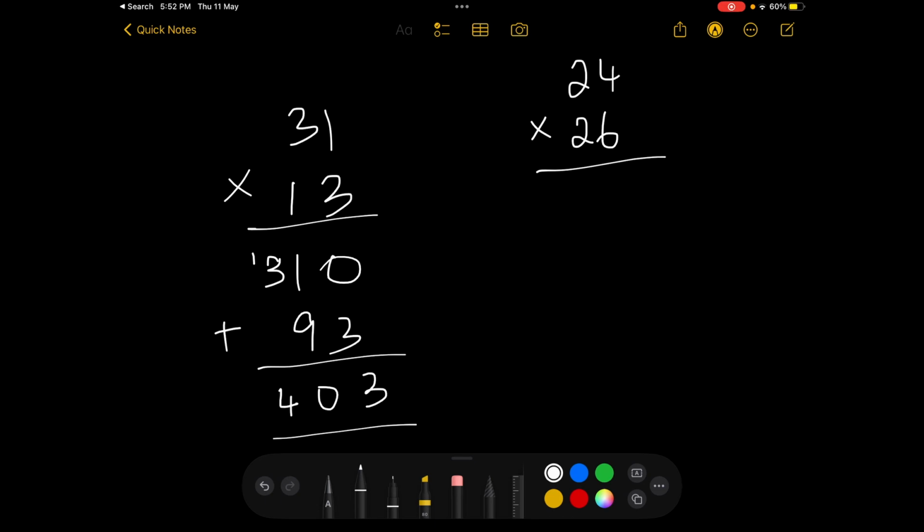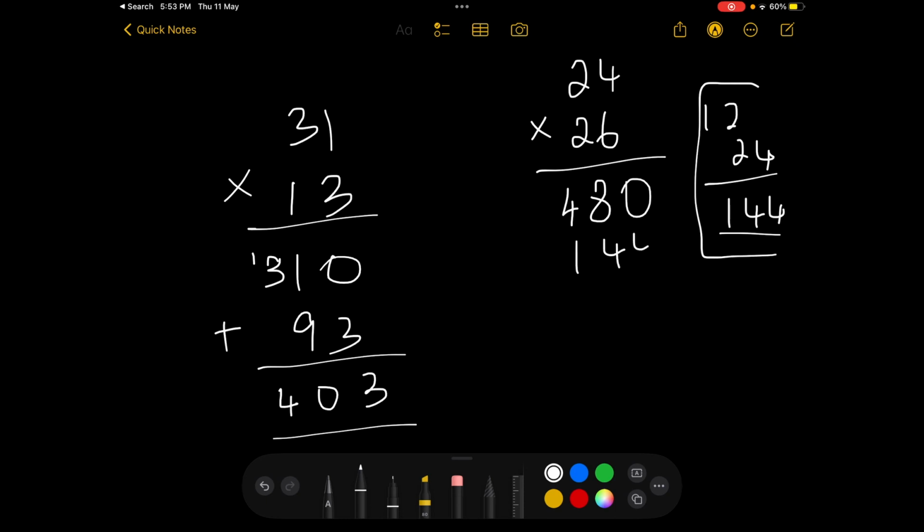Now for the second part we have 24 times 26. So same concept applies here. 2 times 2 is 4, 4 times 2 is 8, and then add a 0 at the back. Since it's not 2, it's 20. Then we have 24 times 6. 2 times 6 is 12. 4 times 6 is 24. So 12, 24. So if we add them together we have 144. That's 144. So adding them together we get 624.